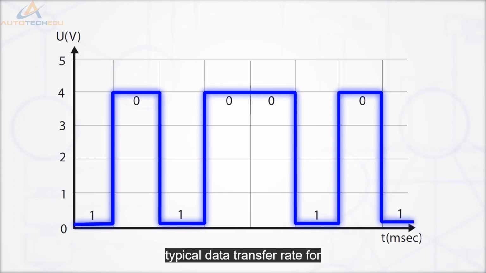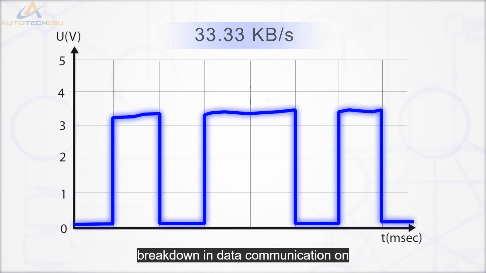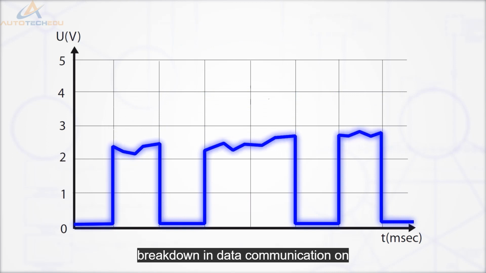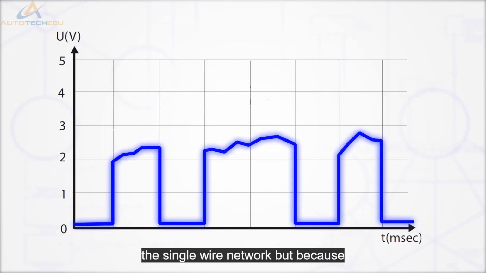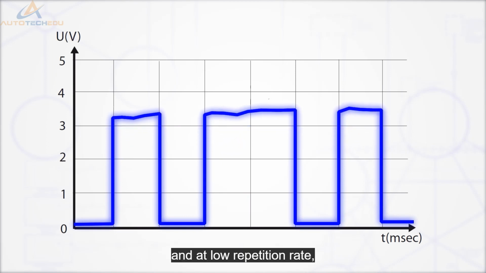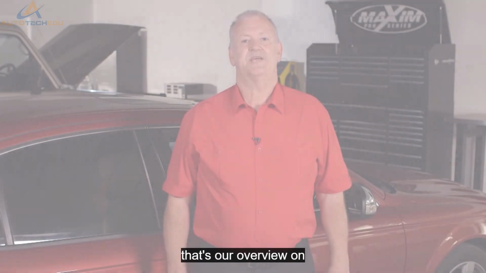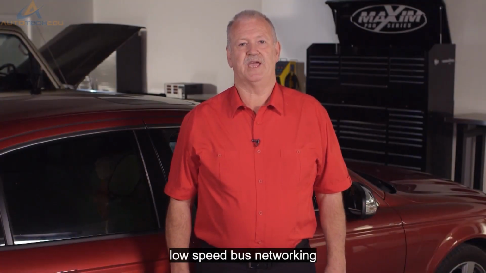A typical data transfer rate for a low-speed bus is 33.33 kilobytes per second. Electrical interference can cause a breakdown in data communication on the single wire network. But because the data is sent slowly and at low repetition rate, the data can be sent again when the interference stops. That's our overview on low-speed bus networking.